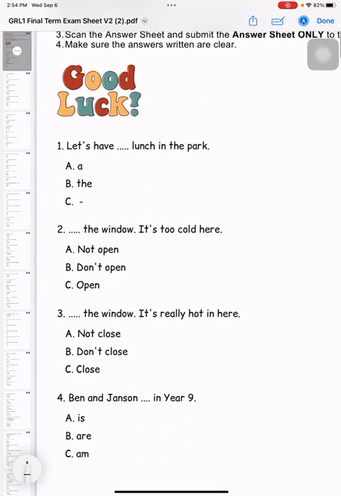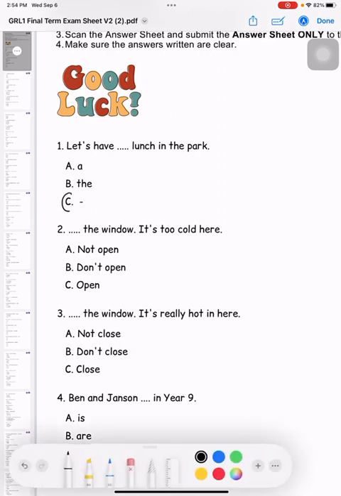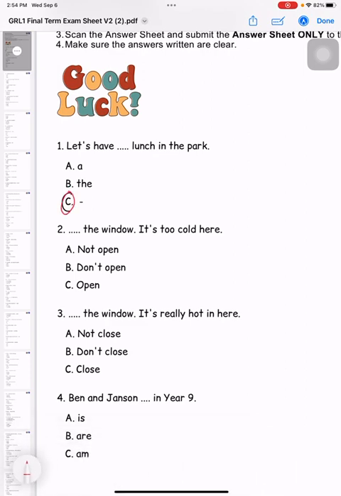Let's have lunch in the park. So this one is without the article. Why is it so? Because if we are talking about lunch, dinner, and breakfast, the meals, we shouldn't add an article at the front part of the meal. There shouldn't be an article at the front part.